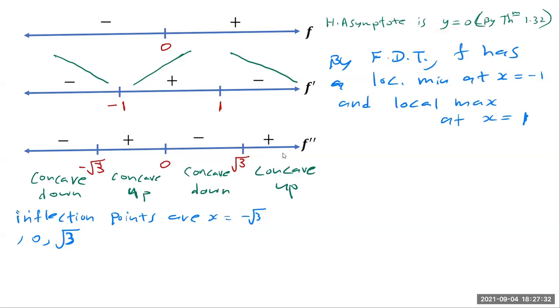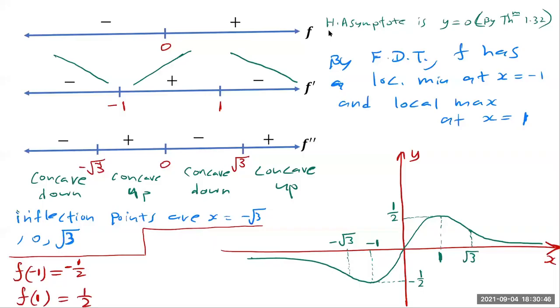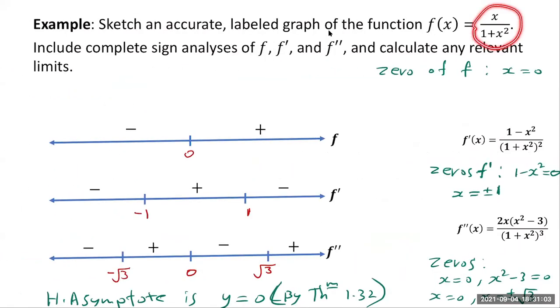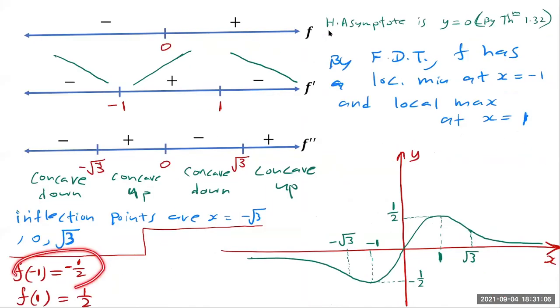Now let's go to the xy plane. All right, let's proceed. One thing that we can do is find the local minimum value by plugging x is equal to -1 into my function. My function is x over 1 plus x squared. If I plug in -1, we find that f of -1 is equal to -1/2. I can find the local maximum at x is equal to 1 by plugging x is equal to 1 into my function. If you plug in x is equal to 1, you will get f of 1 is equal to 1/2. So I have the value of the local minimum and the value of the local maximum.